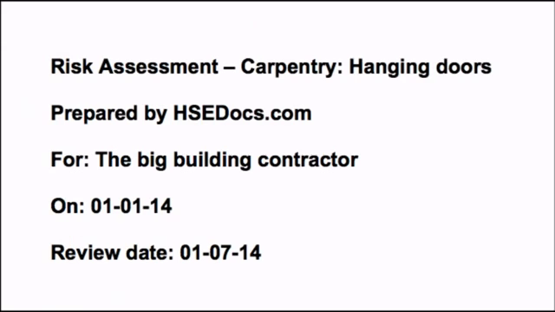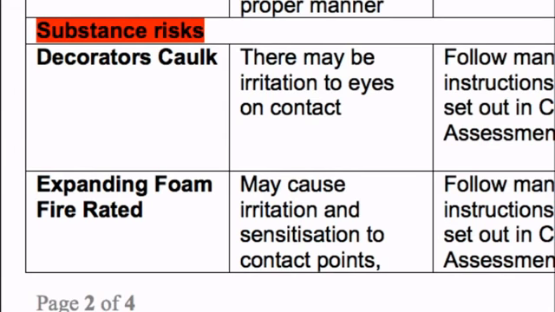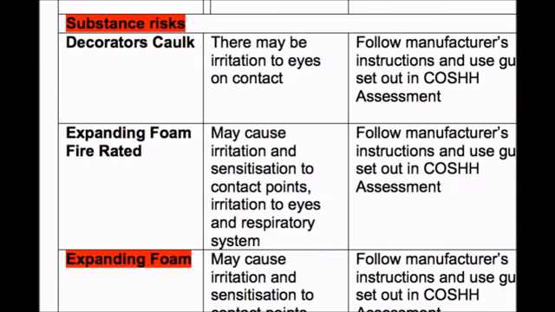The first section of this form was the contract details. The second section was the physical risks. And now, as we move down the form, we come to the substance risks. In this section, we identify the potential hazards that may arise from coming into contact with substances required to complete the task.